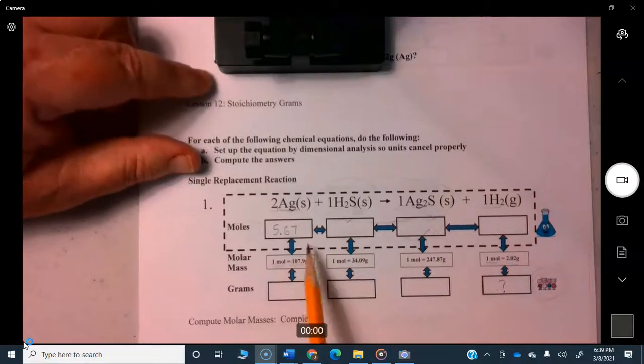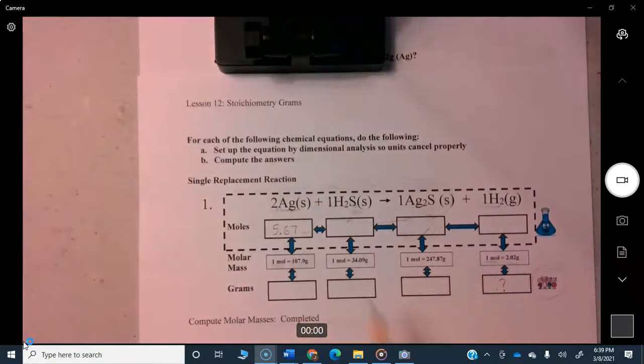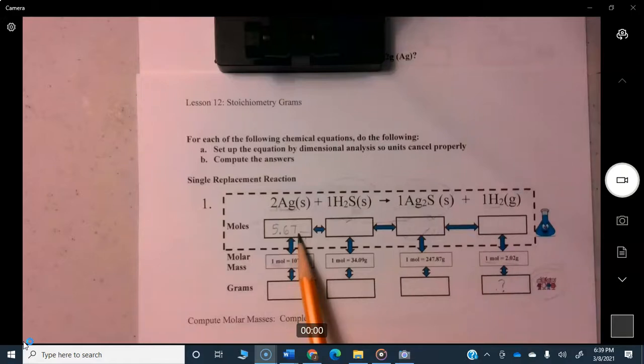Now, you can't do this. There's no way to go diagonally straight across in just one conversion like that. That would require one conversion to go from here directly to here. Can't do it. There's no relationship between moles of Ag and grams of H2. Now, you could go from moles of Ag through the molar mass and get grams of Ag. The problem is there's no relationship between grams of Ag and grams of H2. There's no way to move sideways when you're outside of the equation.